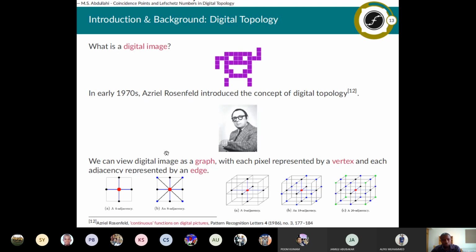For example, if we have a two-dimensional image, we have two ways we can make an image a graph. One is by considering direct neighbors of pixels. In this picture, the dots are pixels, while the lines connecting them are the adjacency, the relationship between them.